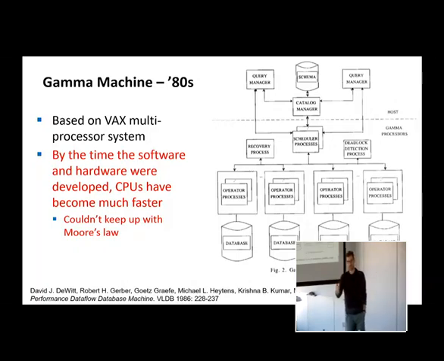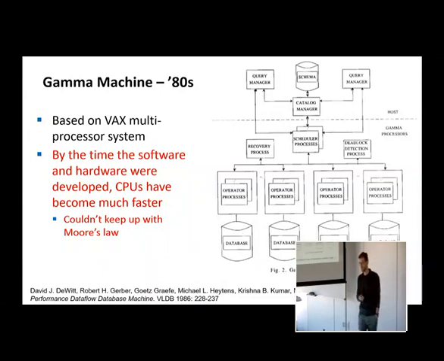But what happens with this system is that by the time they created the hardware and wrote the software for it, the general purpose CPUs had been doubling their performance. By Moore's law, essentially by the time they finished, the other CPUs that you could buy in the shop were so much faster that even the general purpose database machine was beating their specialized solution.